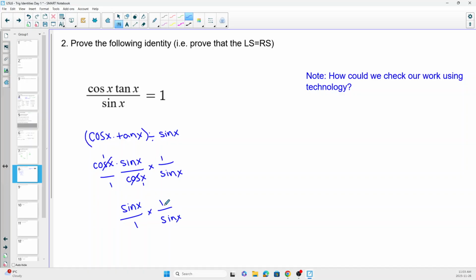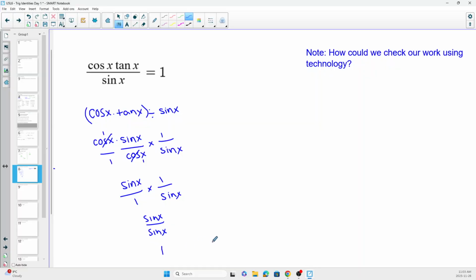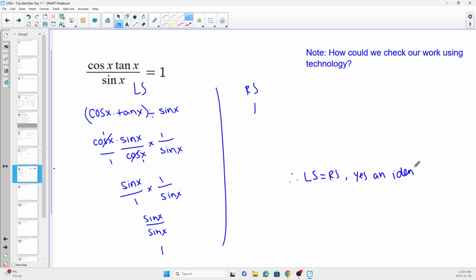And notice that these are reciprocals of one another. Sine x over 1 and 1 over sine x are reciprocals, and what we know about reciprocals is that they should always have a product of 1. But again, when we multiply these, we could go one step further and say that this is sine x over sine x, and anything divided by itself is just equal to 1, and that was our left side. And on the right side we already had 1, so therefore left side equals right side. Yes, an identity. Okay, so that was example 2.